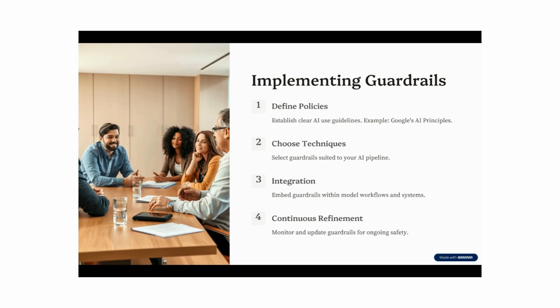So if you take one product and you see that there are 10 types of guardrails overall, now you need to identify which are the guardrails which are impacted because of your product. Then you need to choose those. And then the third part is the integration: how you embed the guardrails into your model workflows and the system.